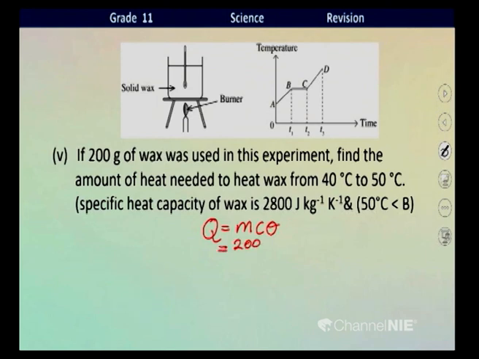Then you have to divide this by 1000 to convert it into kilograms. Specific heat capacity is 2800. Temperature change here is 40 to 50, 10. Right? Then what's the answer? Two zeros can be cut. The next zero also can be cut. Then the answer is 2800 into 2. 2800 into 2 is 5600 joules. This is the quantity of heat.